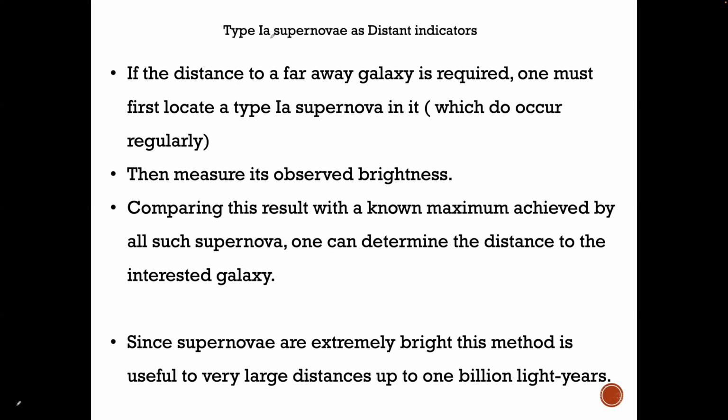So I have mentioned it here. If a distance to a faraway galaxy is required, one must first locate a type 1A supernova in it. So you have to locate a type 1A supernova inside the galaxy, and then measure its observed brightness. Then comparing this result with the known maximum achieved by all such supernova, one can determine the distance to that galaxy of interest, right? So that's how you measure the distances.